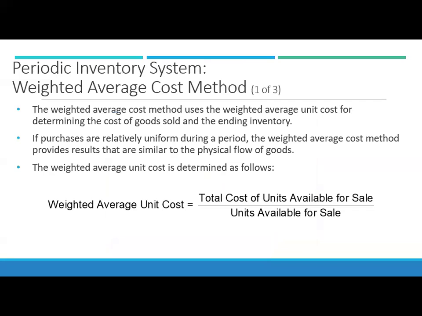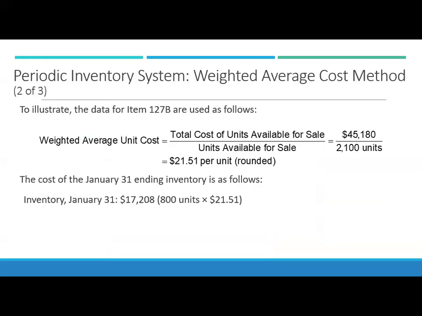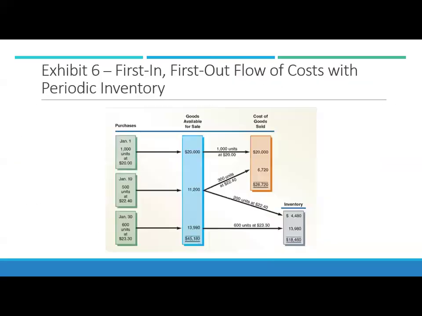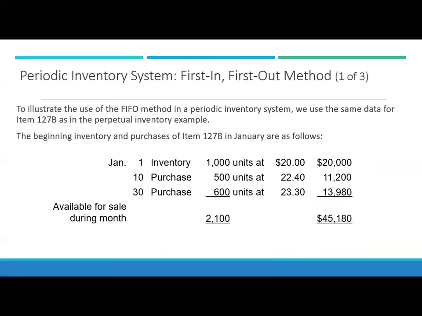And then under the periodic inventory system, for weighted average cost, we calculate the total weighted average cost for everything throughout the period: total cost of the units available for sale divided by the total units available for sale. In our example here, we add up all of the units that we had during the period. So we had 2,100 units available for sale during the period. And then we add up the total cost of each of those units. So 1,000 times 20, 500 times 22.40, 600 times 23.30, we get 45,180.